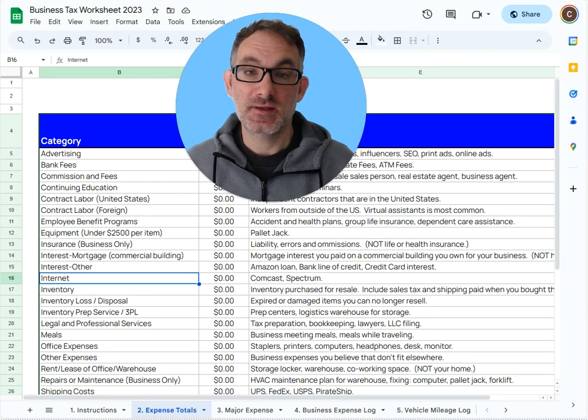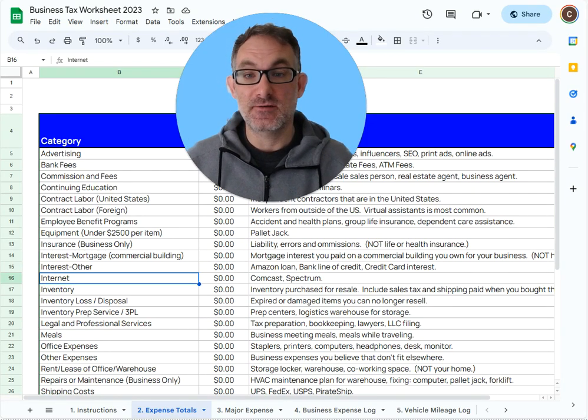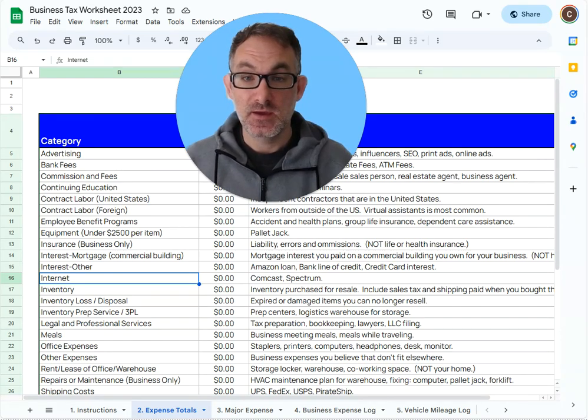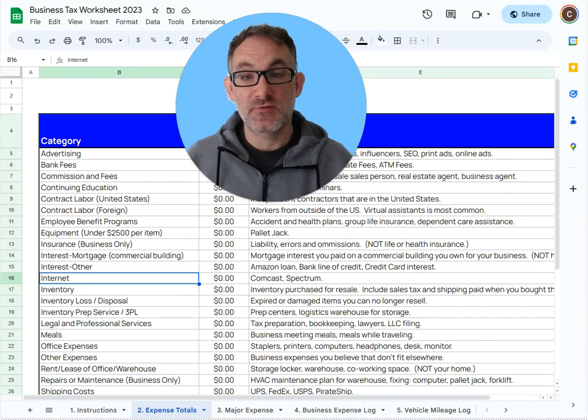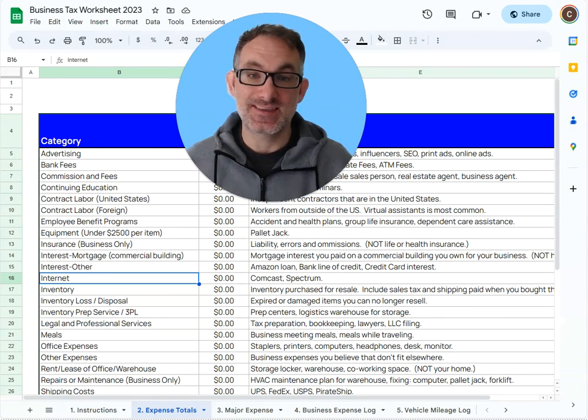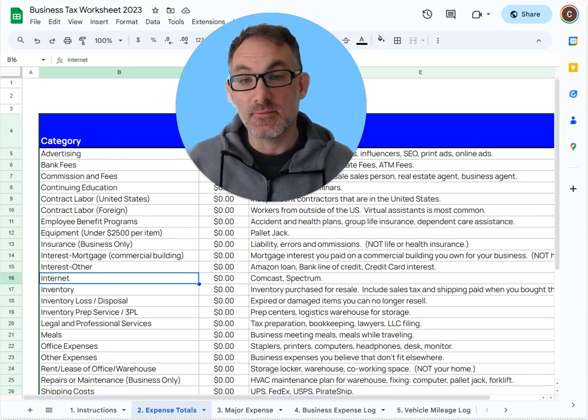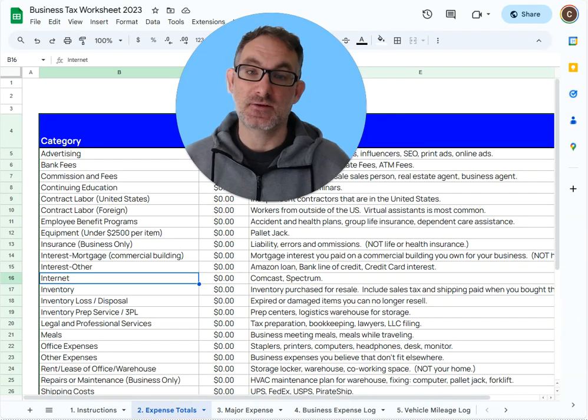Let's talk a little bit about the expenses that you can write off in your e-commerce business. What's really cool is we have provided a business tax worksheet that outlines all the normal expenses you typically would have in an e-commerce business. So it's relatively easy to see what you can and can't write off.